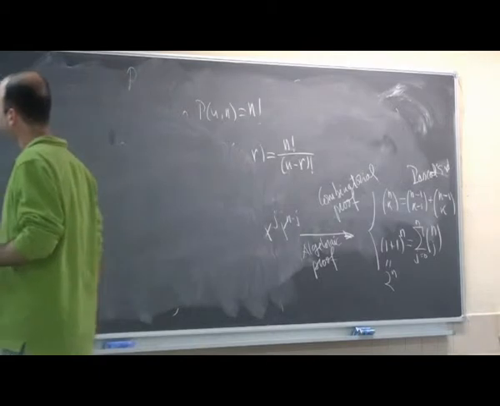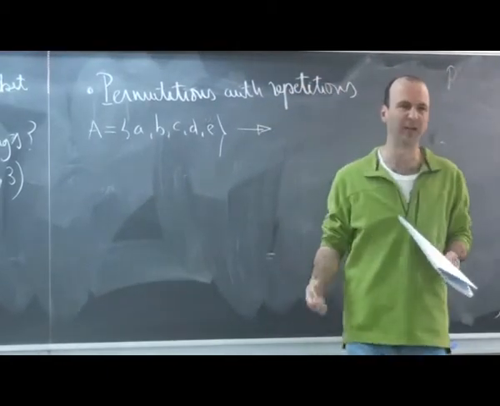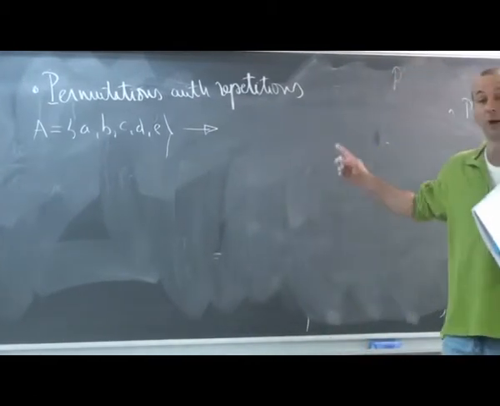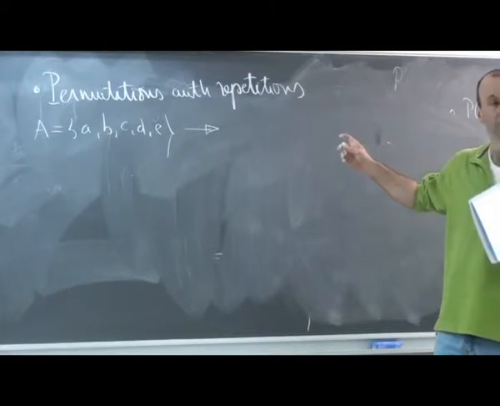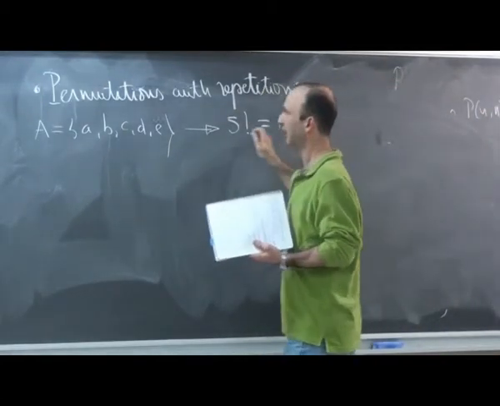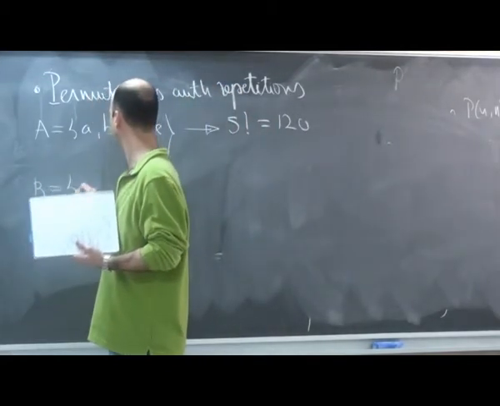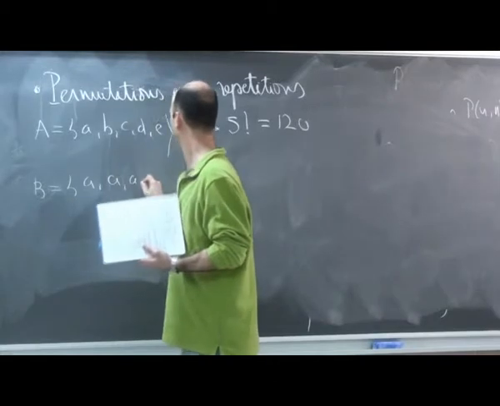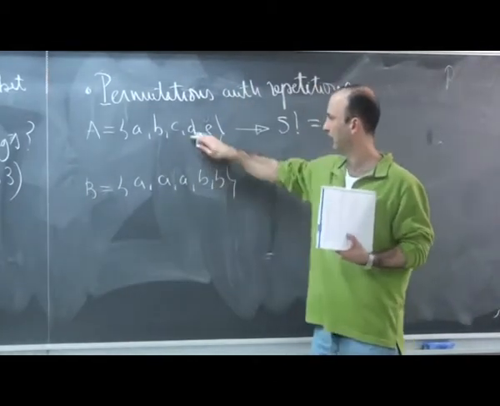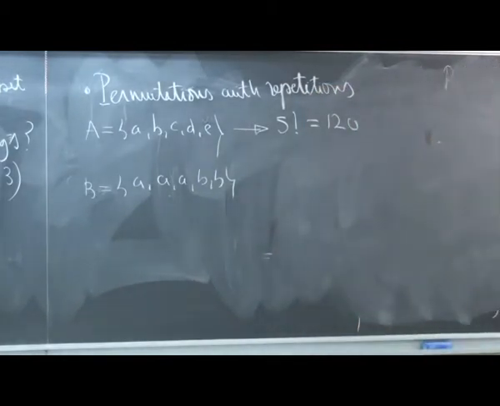Okay. Yeah, I'm a loud guy, so I want him to study in a quieter place. So, how many? 5 factorial. Okay, and now I'm going to play another game. I'm going to substitute these elements by this. Now, how many? The answer is not 5 factorial.